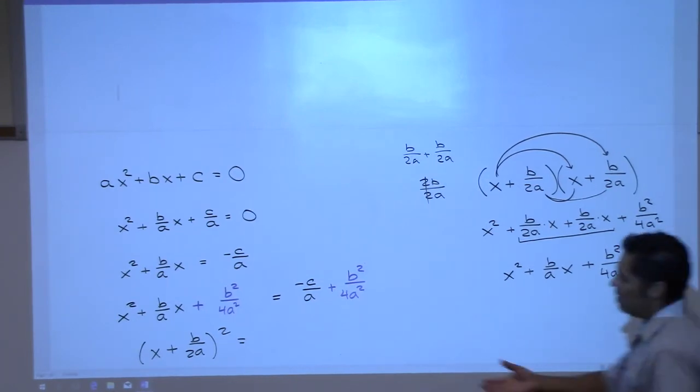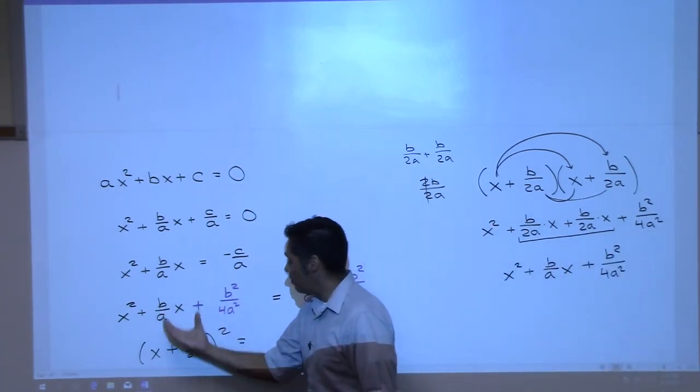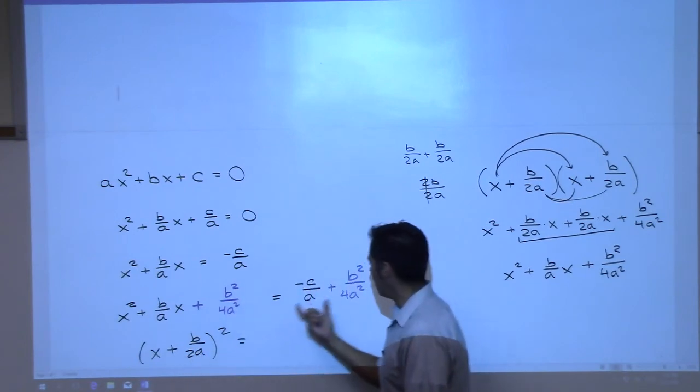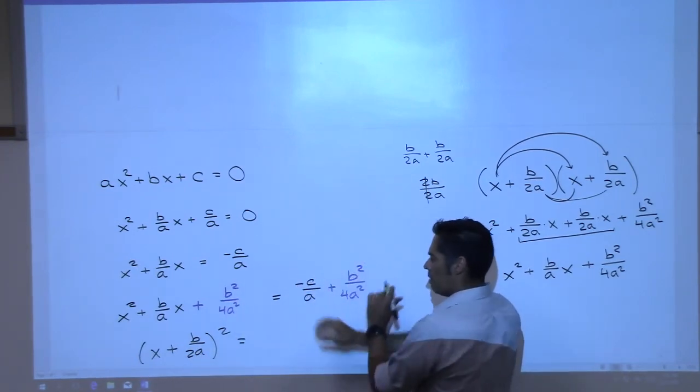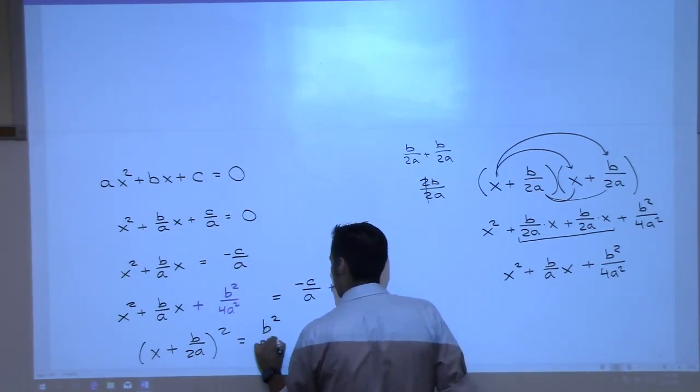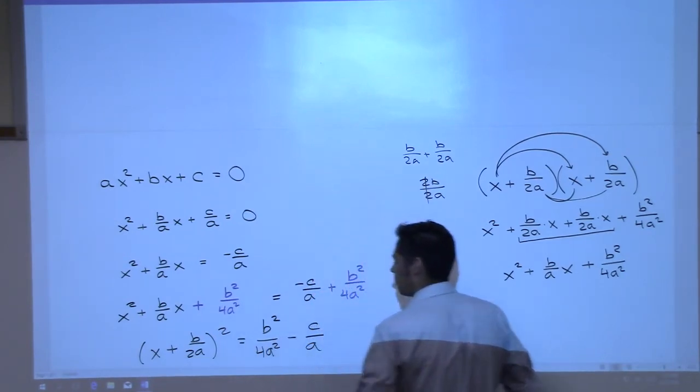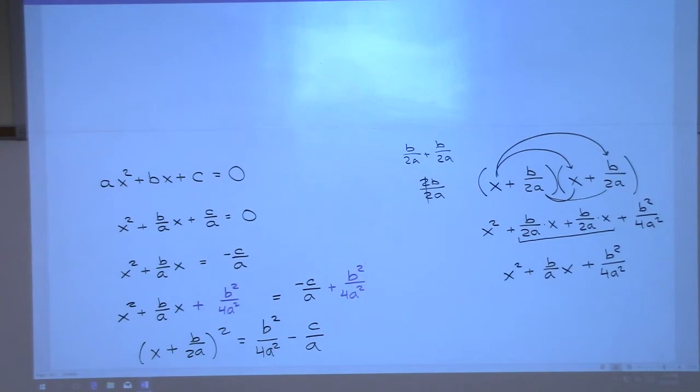So this side actually factors to be this. And then this side of the equation, all I'm going to do is switch the order: b squared over 4a squared minus c over a. Y'all still with me? Okay, now it's going to start to get kind of interesting.